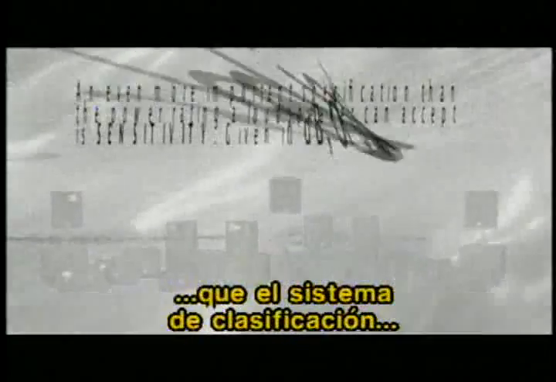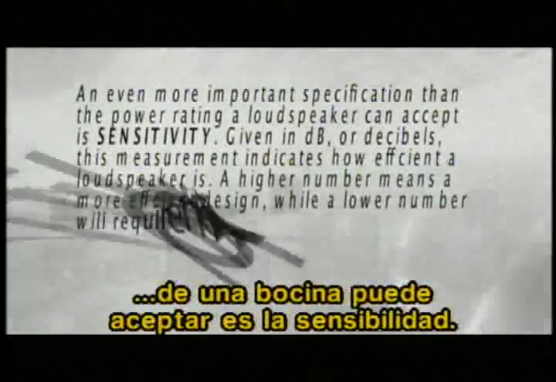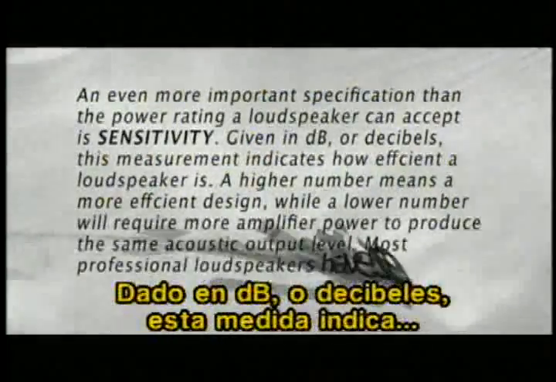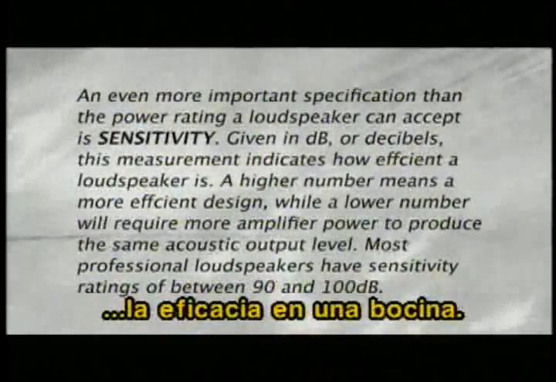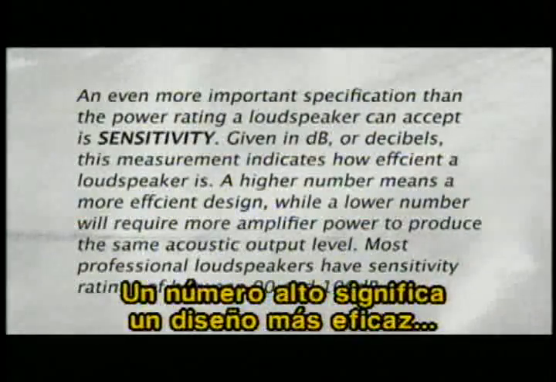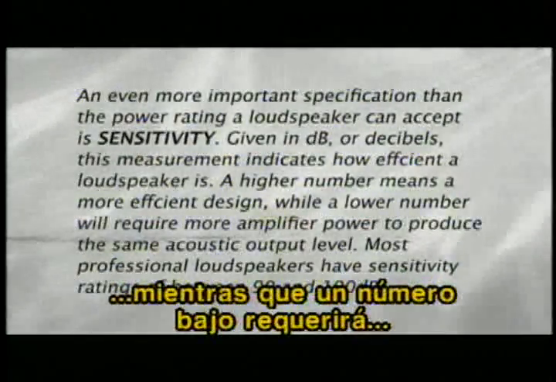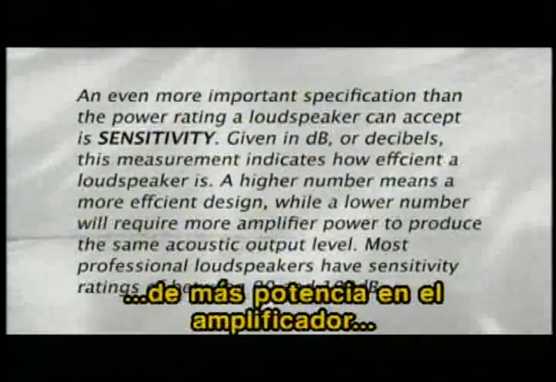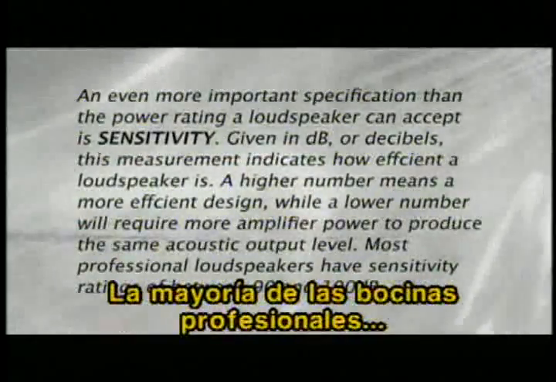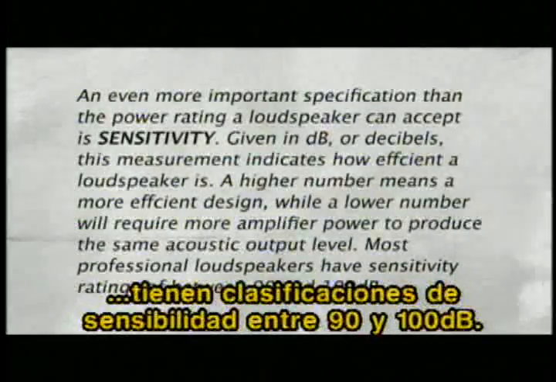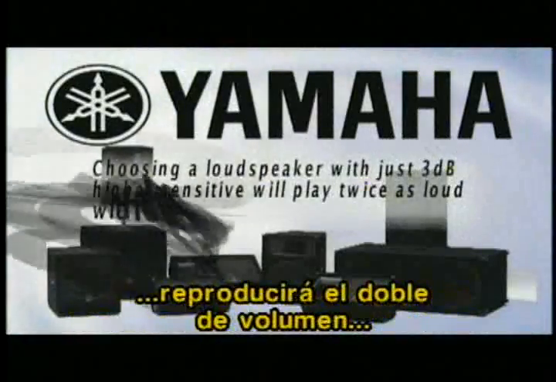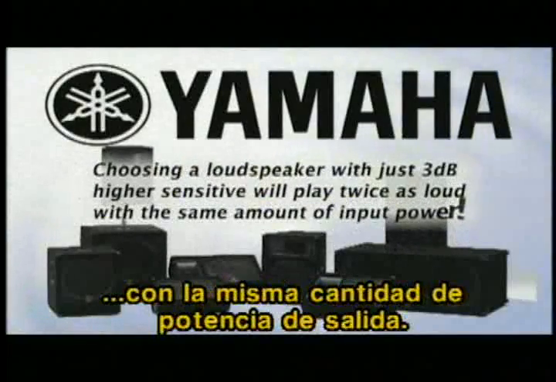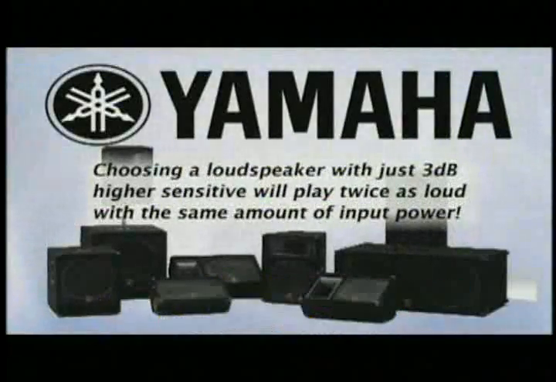An even more important specification than the power rating a loudspeaker can accept is sensitivity. Given in dB or decibels, this measurement indicates how efficient a loudspeaker is. A higher number means a more efficient design, while a lower number will require more amplifier power to produce the same acoustic output level. Most professional loudspeakers have sensitivity ratings of between 90 and 100 dB. Choosing a loudspeaker with just 3 dB higher sensitivity will play twice as loud with the same amount of input power.